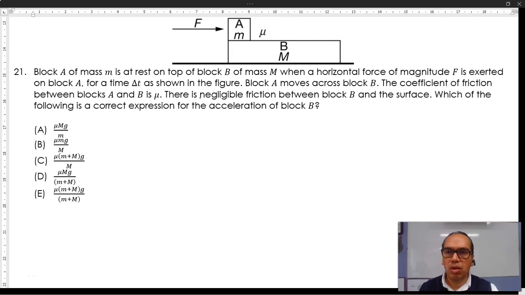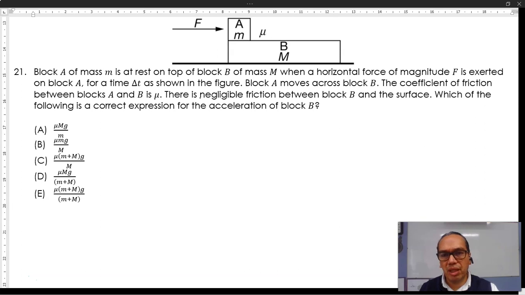21. Block A of mass m is at rest on top of block B of mass big M when a horizontal force of magnitude F is exerted on block A for a time delta t as shown in the figure. Block A moves across block B. The coefficient of friction between blocks A and B is mu. There is negligible friction between block B and the surface. Which of the following is a correct expression for the acceleration of block B?